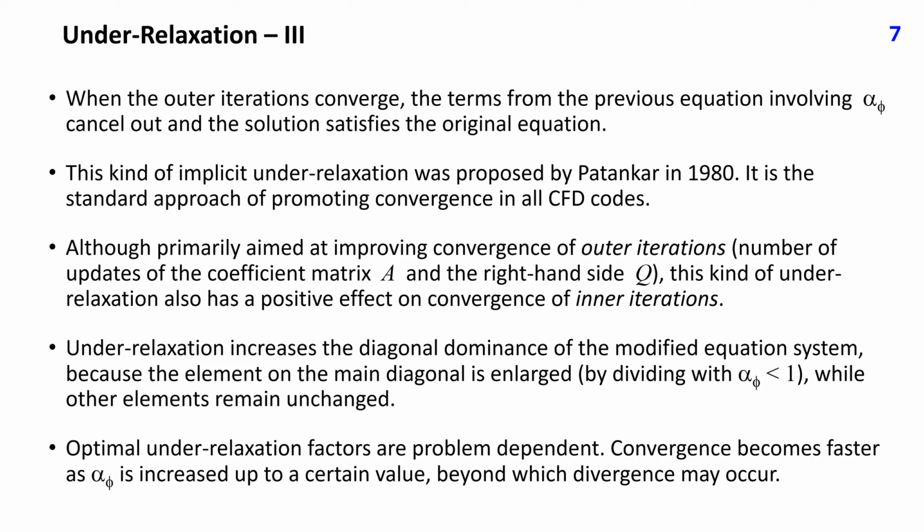Although primarily aimed at improving convergence of outer iterations, that is, the number of updates of the coefficient matrix A and the right-hand side Q, this kind of under-relaxation also has a positive effect on convergence of inner iterations. Under-relaxation increases the diagonal dominance of the modified equation system because the element on the main diagonal is enlarged by division with alpha_phi smaller than 1, while other elements remain unchanged. Optimal under-relaxation factors are problem-dependent. Convergence becomes faster as alpha_phi is increased up to a certain value, beyond which divergence may occur. Examples will be shown in the next lecture.